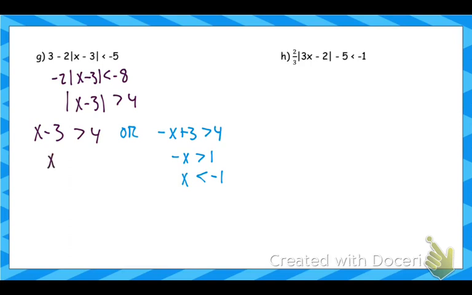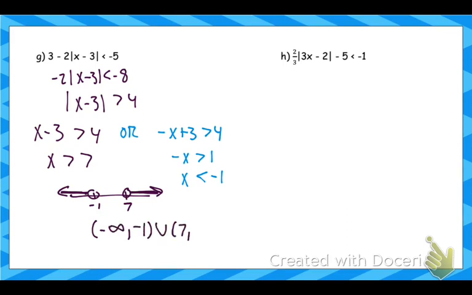Solve this equation over here. X is greater than 7. And then let's plot it on our number line. There's -1 and there's 7. X is greater than 7. X is less than -1. Since it's OR, we're looking for where either of those things are true. So -infinity to -1, and then from 7 to infinity.